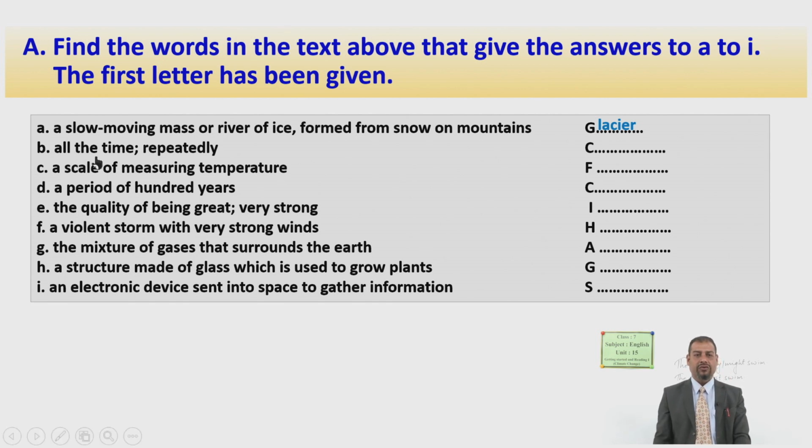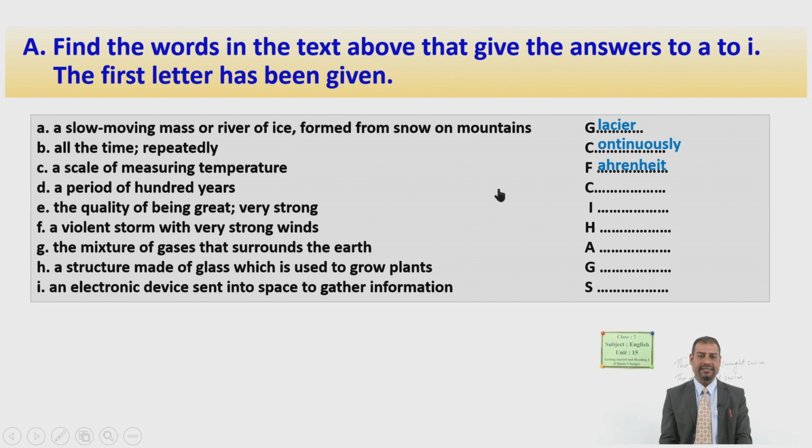Now B, all the time, repeatedly. So it is all the time, repeatedly we do that one. So what is the word for it? And that starts with C. Okay, it is continuously. C-O-N-T-I-N-U-O-U-S-L-Y, continuously. Now C, a scale of measuring temperature. So what is it? It starts with F. Alright, you are correct. Fahrenheit.